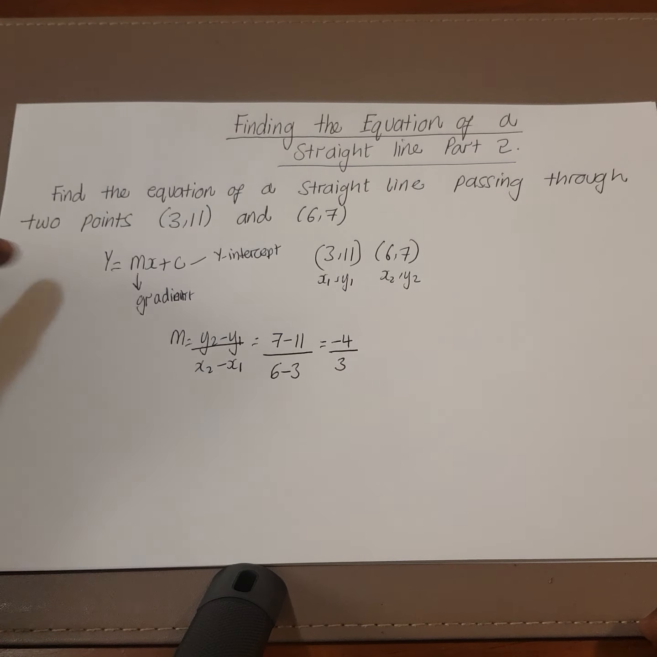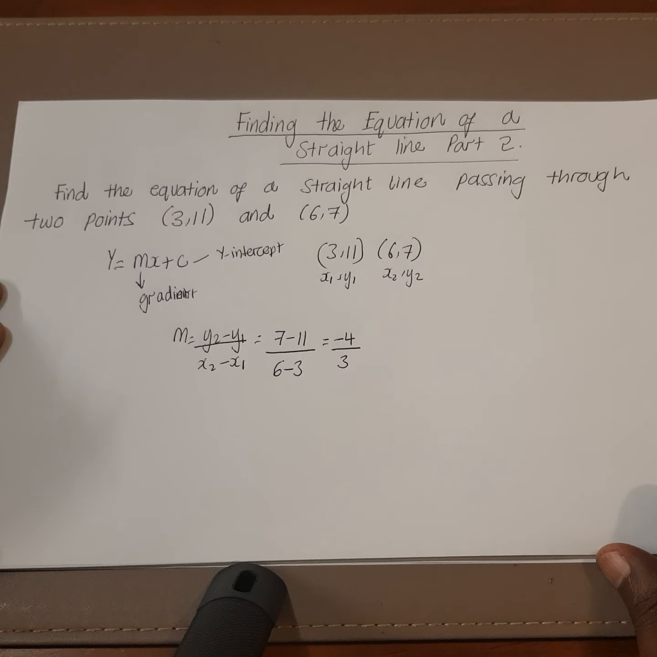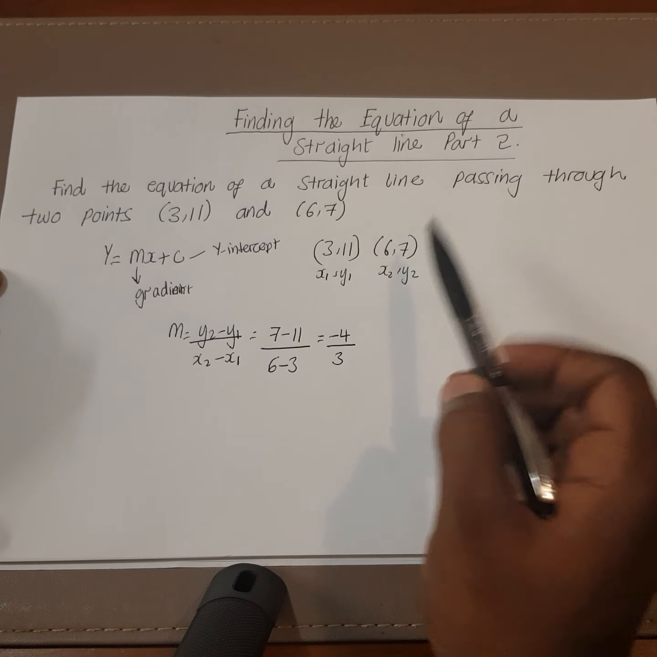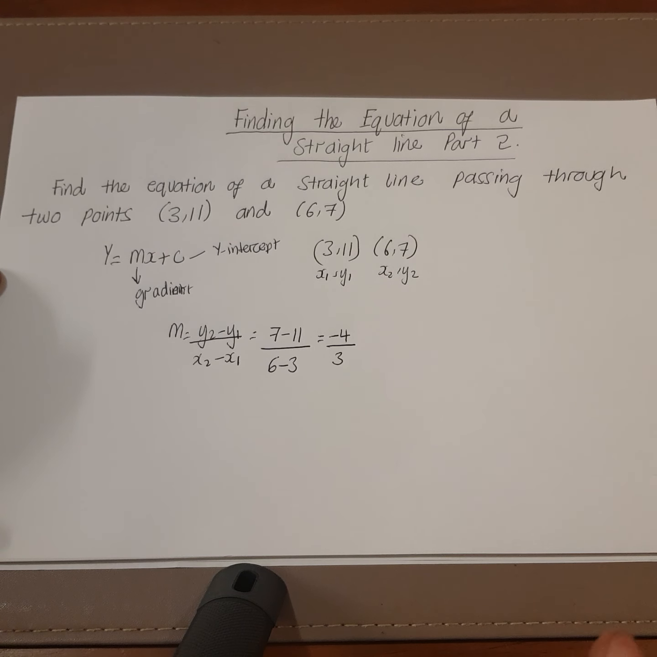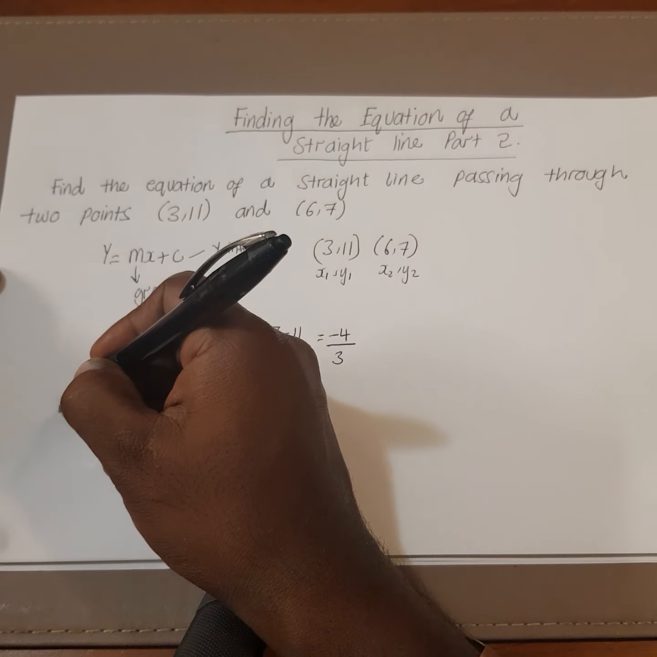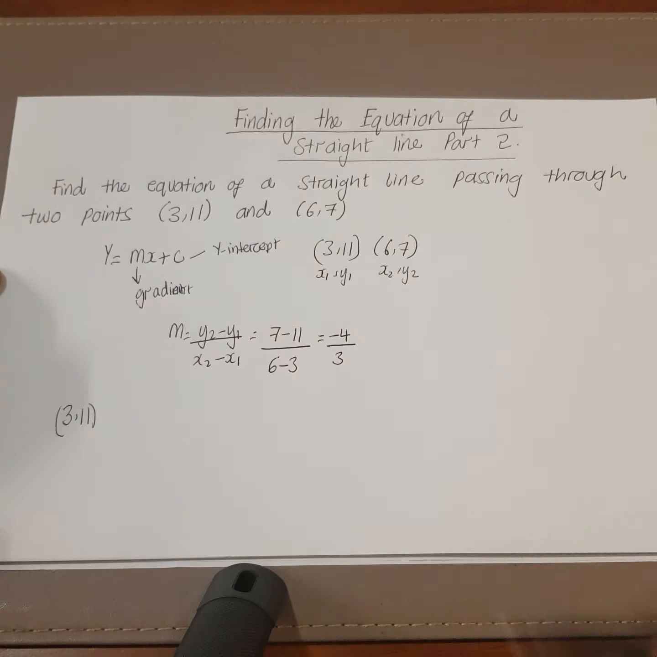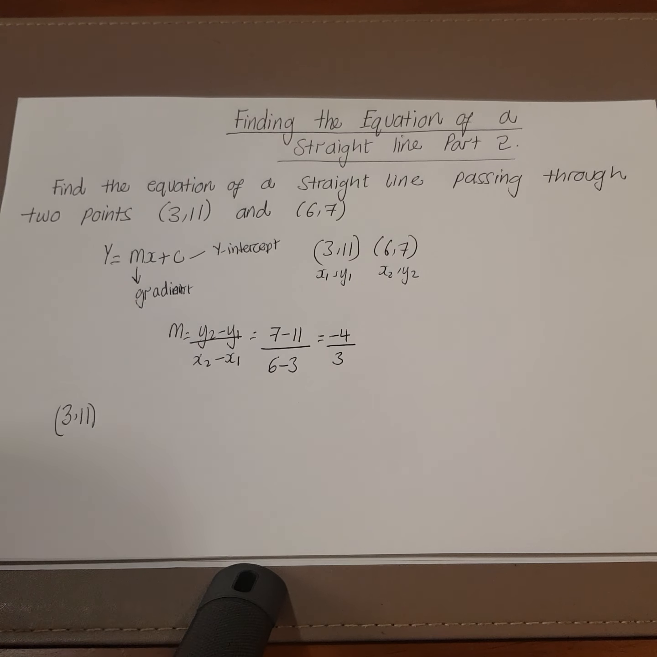So we've written down the formula and calculated the gradient. What do we do next? We now need to find the y-intercept, which is c. We could pick which pair we want to substitute as x and y. We could use 3, 11 or 6, 7. Either way, I'm going to show you both just to prove that you get the same answer. Let's look at 3, 11 first.